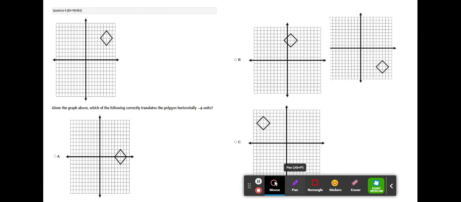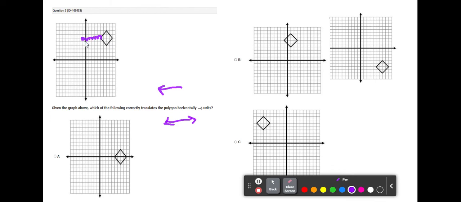Okay, question 8. Given the graph above, which of the following correctly translates a polygon horizontally, that means left or right, -6. So I'm going to go left 6 units. So if I start here and I go left, 1, 2, 3, 4, 5, 6, this point will be on that side. So it's definitely not going down. This one looks like it went too far. This one looks like it went down. So I think I'm looking at B, right? Because this point here, it ends up there.